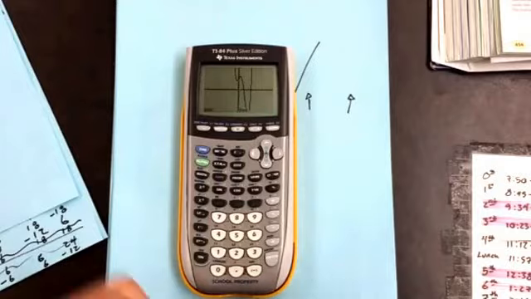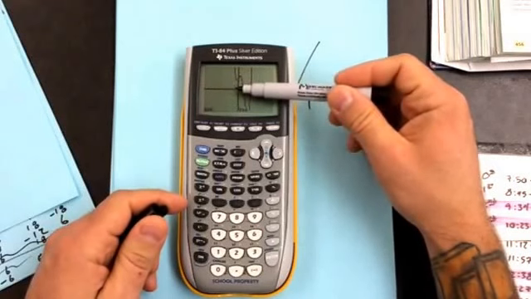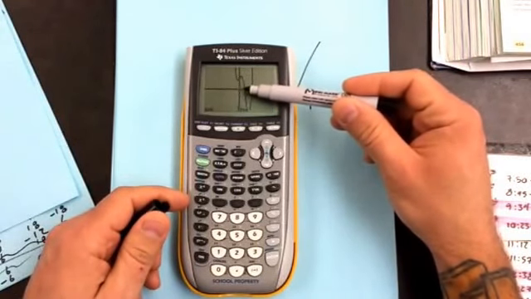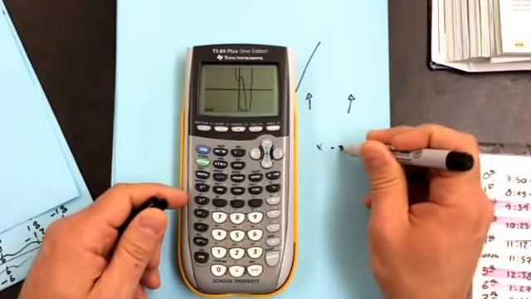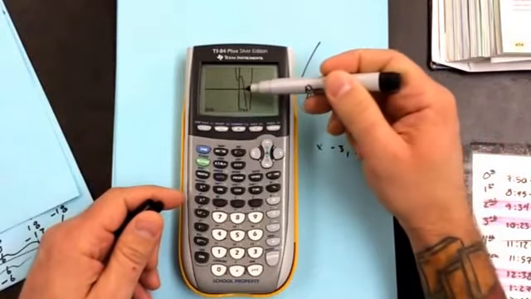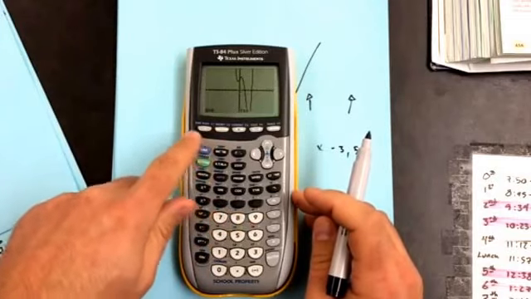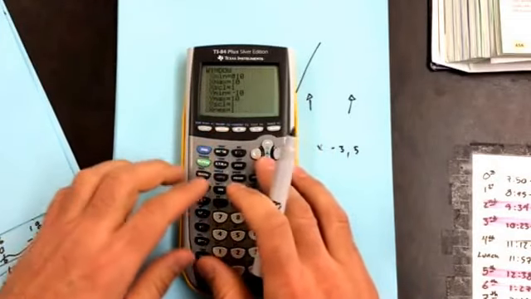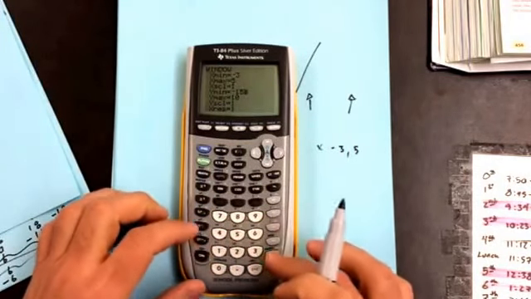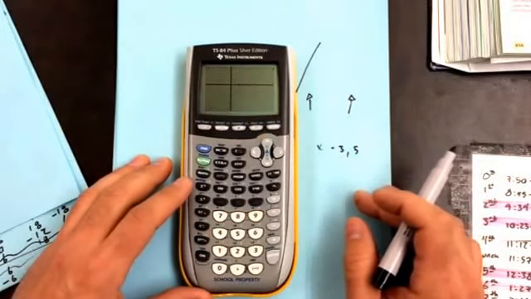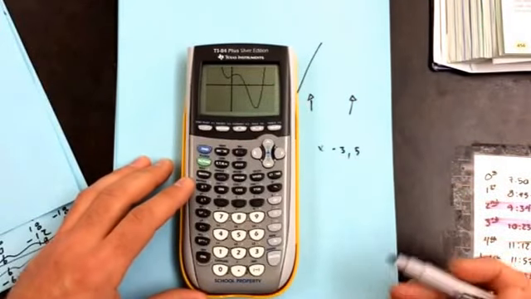So I'm going to change my window a little bit. I'm going to change my x's to be only from negative 3 to positive 5, and then my y values aren't low enough, so I'm going to increase my y range. So I'm going into the window. In the x values, I'm going to change to negative 3 and 5. The y value I'm going to change to negative 15. 10 is fine. And then look at the graph again. See, I can see that value that I couldn't see before.